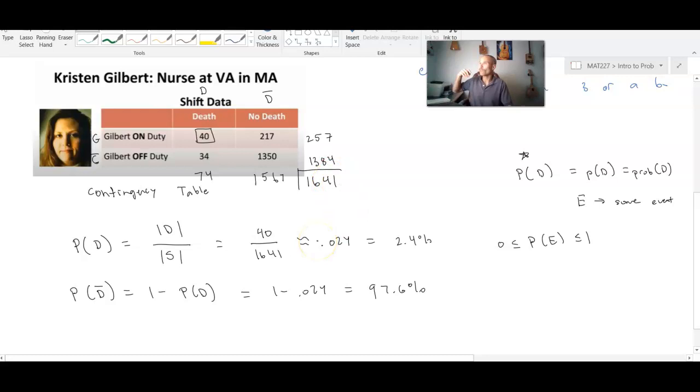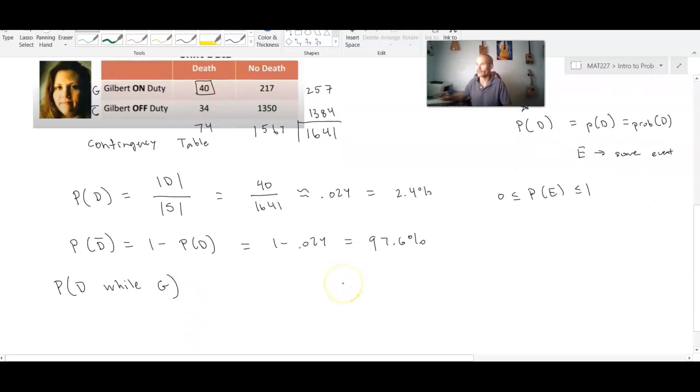Okay, but now we can look at some more interesting questions, like what's the probability that somebody died while Gilbert was on duty? And for now, without getting into the fancy notation that we'll get into later, while she was on duty, in this case, the sample space is the set of all people she saw while she was on duty, which is 257, and 40 of them died. So 40 divided by 257 comes out to about 15.5%.